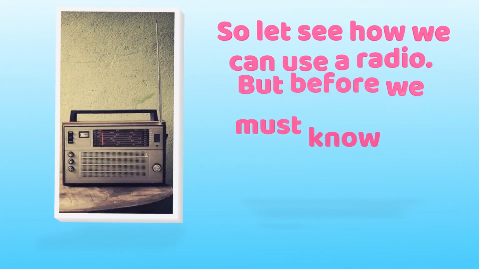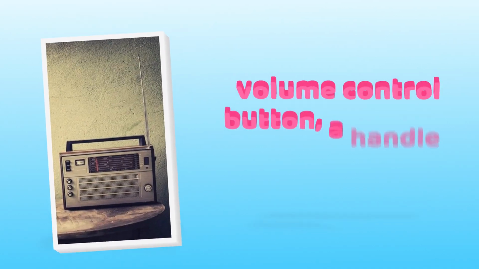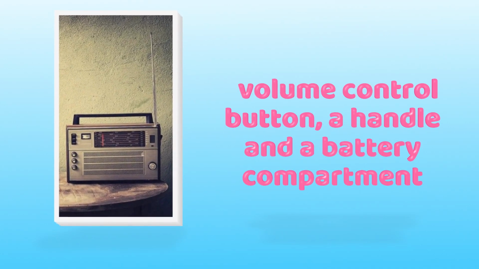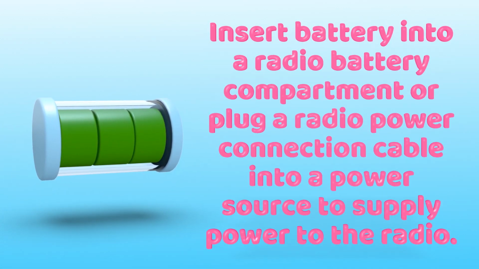So let's see how we can use a radio. But before, we must know its parts, which are power button, station scale, a volume control button, a handle, and a battery compartment. Firstly, when you want to use a radio, you should insert a battery into the radio battery compartment or plug a radio power connection cable into a power source to supply power to the radio.